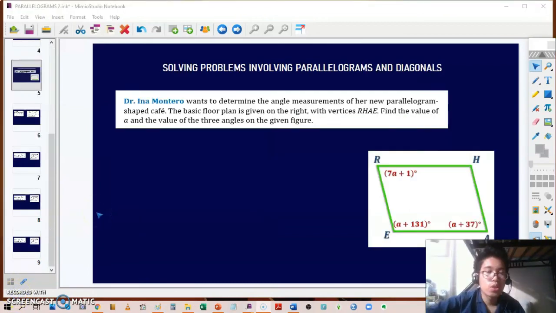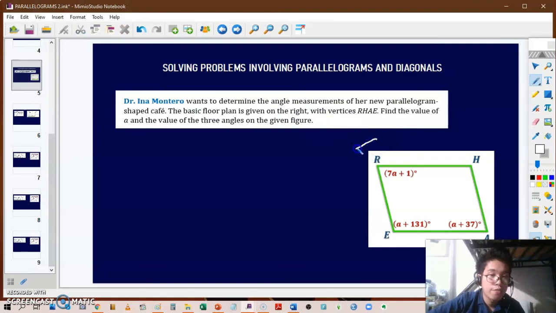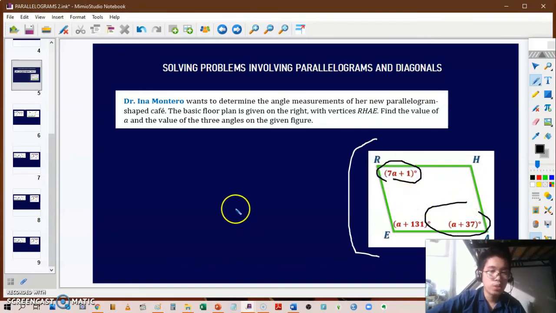Okay, so now we're on to solving problems involving parallelograms and diagonals. Here is our first problem. Dr. Ina Montero wants to determine the angle measurements of her new parallelogram-shaped cafe. The basic floor plan of the cafe is given here on the right, with vertices R, H, A, E. Find the value of A and the value of the three angles on the given figure. We have here the two angles, 7A plus 1 and A plus 37.